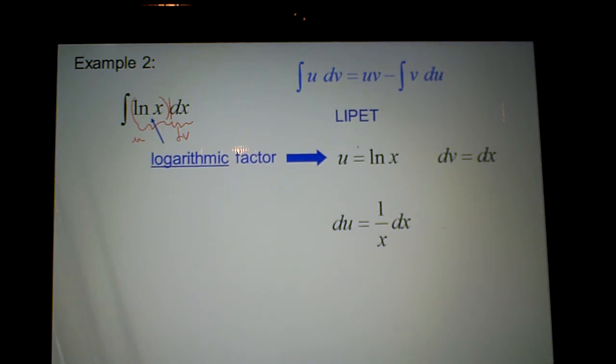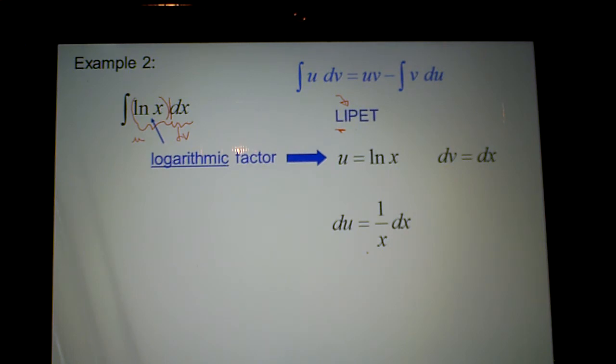Now maybe you can see why logs are your first choice for u, because look what happens when you differentiate ln x. You get 1 over x, a rational function, a nice one. Same thing with inverse trig. Think about things like inverse tangent, even inverse sine and inverse cosine. You don't have inverse trig anymore. As soon as you differentiate, you've got a rational function, or at least one with a radical when you have inverse sine and inverse cosine.